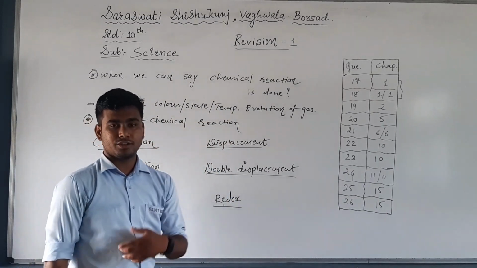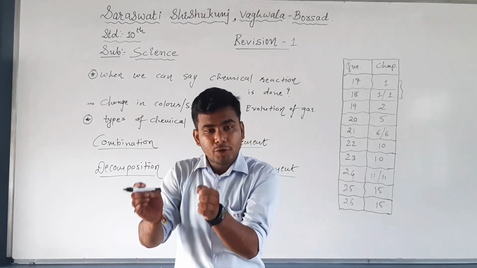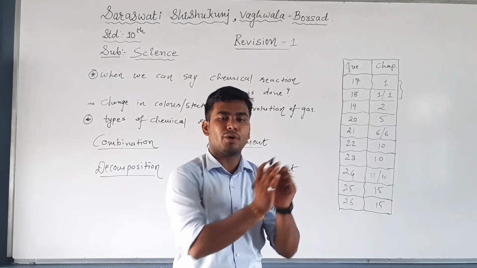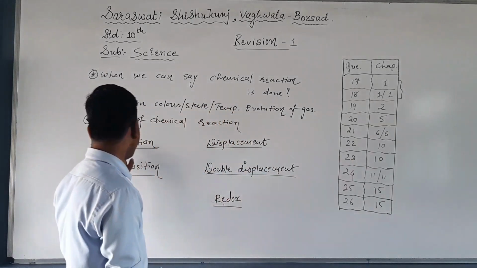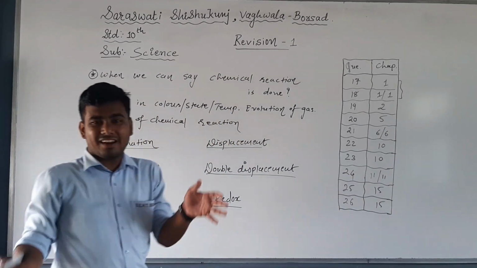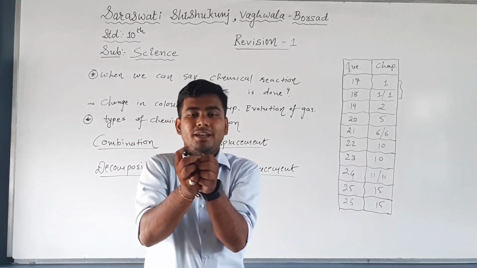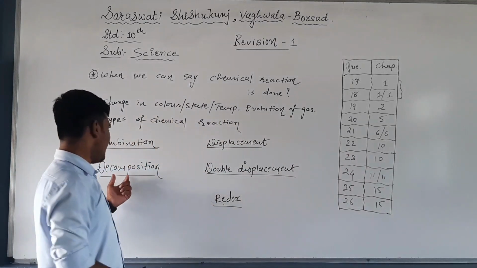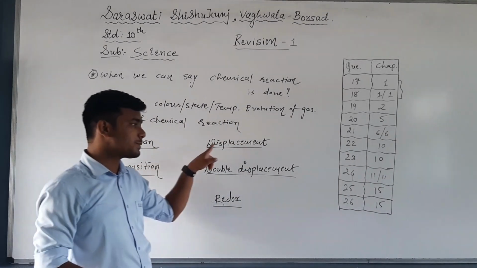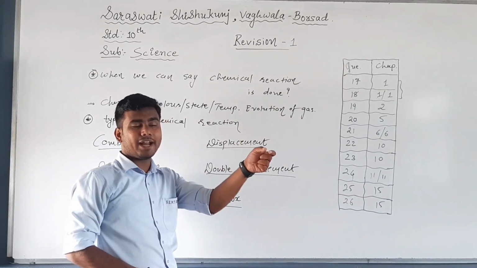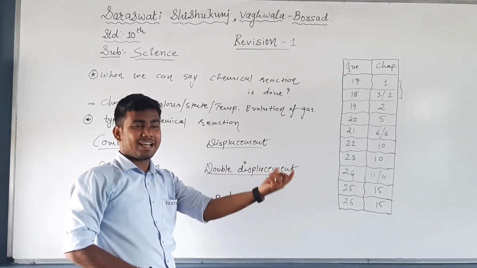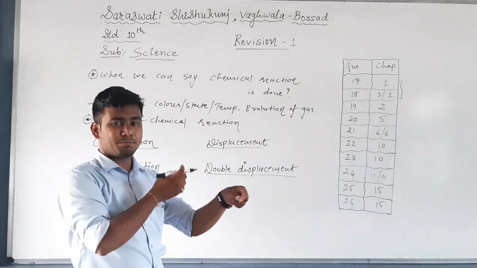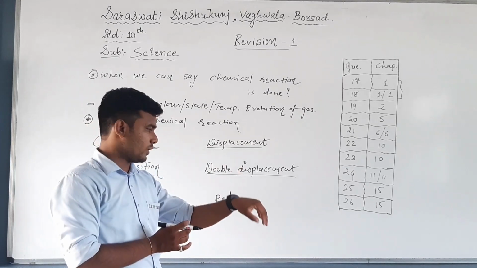First, combination reaction. What is called a combination reaction? When 2 or more than 2 reactants combine with each other and form a single product, that is considered a combination reaction. In decomposition, there will be 1 reactant which will break down into 2 or more than 2 products. That is considered a decomposition reaction. In displacement reaction, the more active metal will displace the less active metal from its salt. In double displacement, both of the metals will displace the other metal from their corresponding salt.